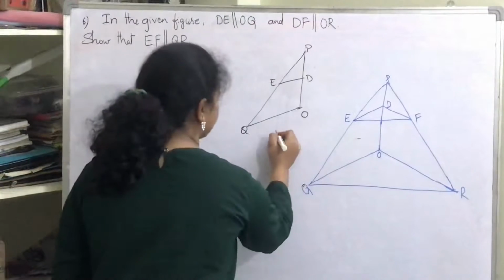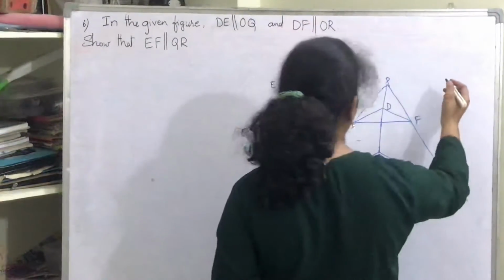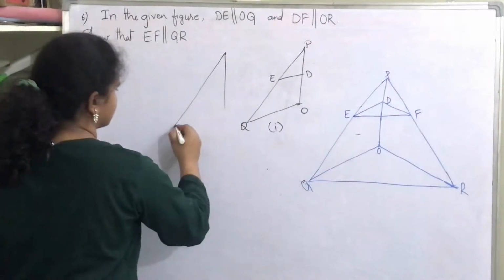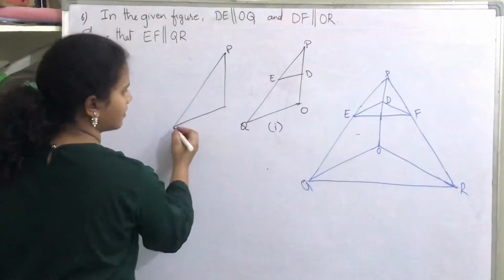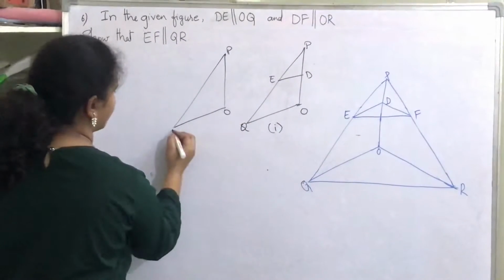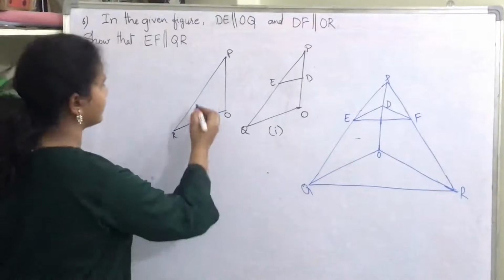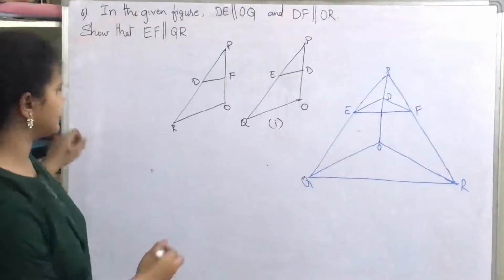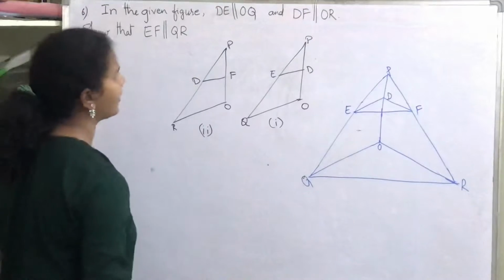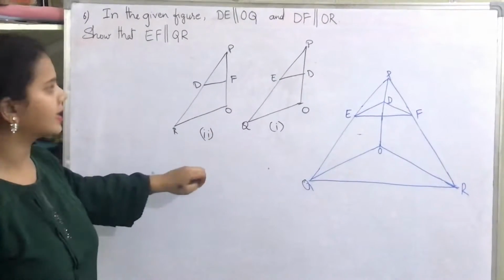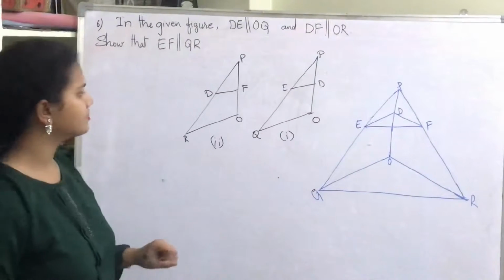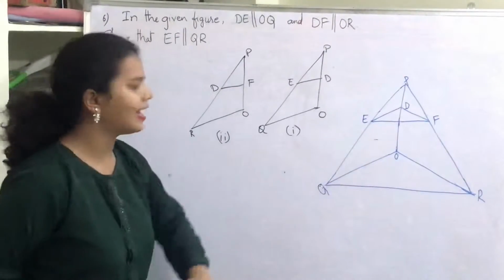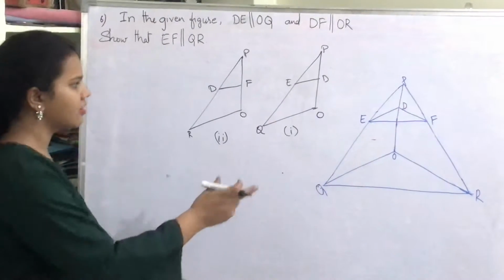Now let's name it as the first triangle, and the second triangle let me draw over here. Let this be P, let this be O, let this be R. If I make a parallel line, I get DF. So in the second triangle you have DF, which is parallel to OR, and DE, which is parallel to OQ. Now we must prove what? EF should be parallel to QR.